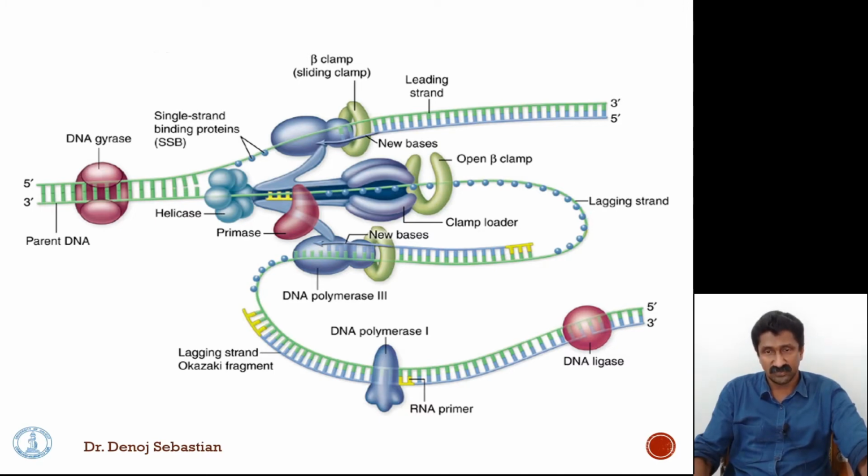Now we have the Okazaki fragments, which are present here with the primer, and the DNA polymerase 1, which is the repair enzyme, which will remove the primer and fill the gap. Finally, the ligase enzyme will seal the nick, or it will create a phosphodiester bond in the backbone at this point, so that both the strands will be joined together by the ligase enzyme.